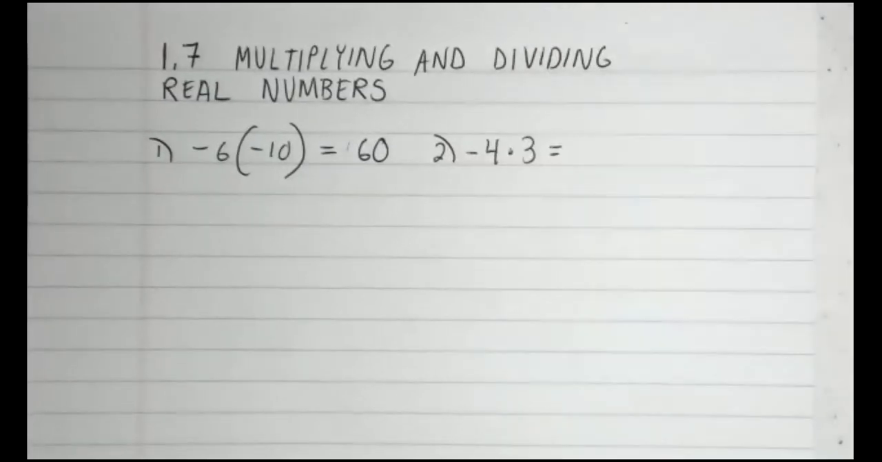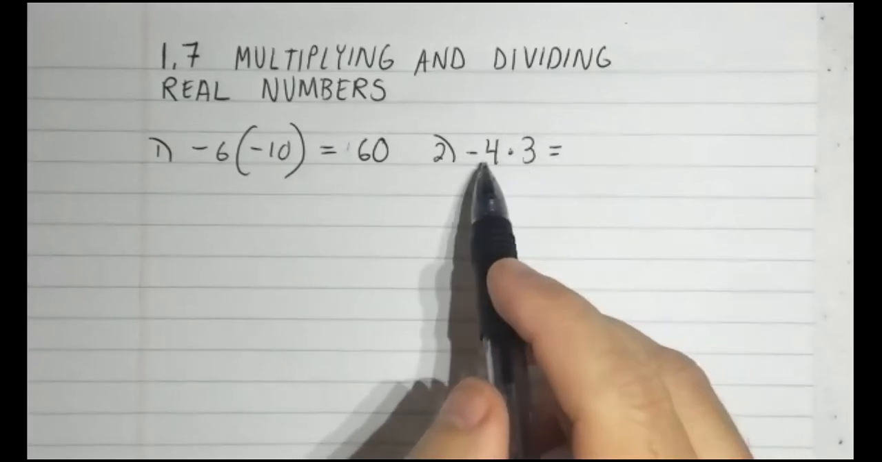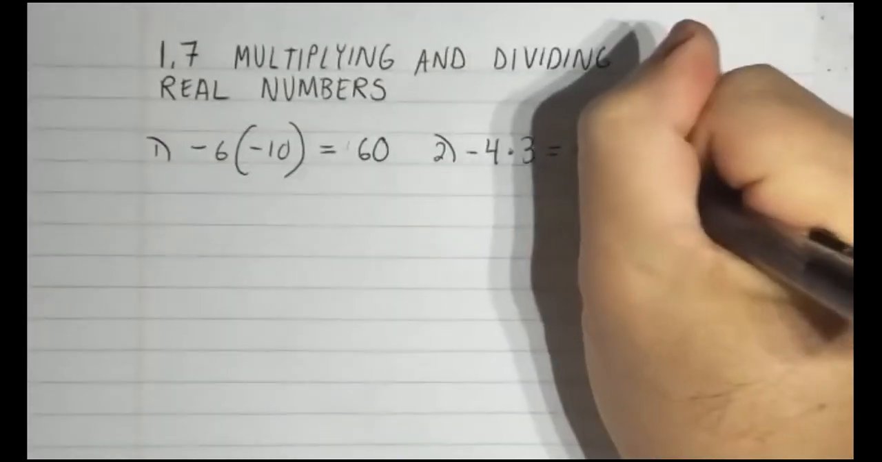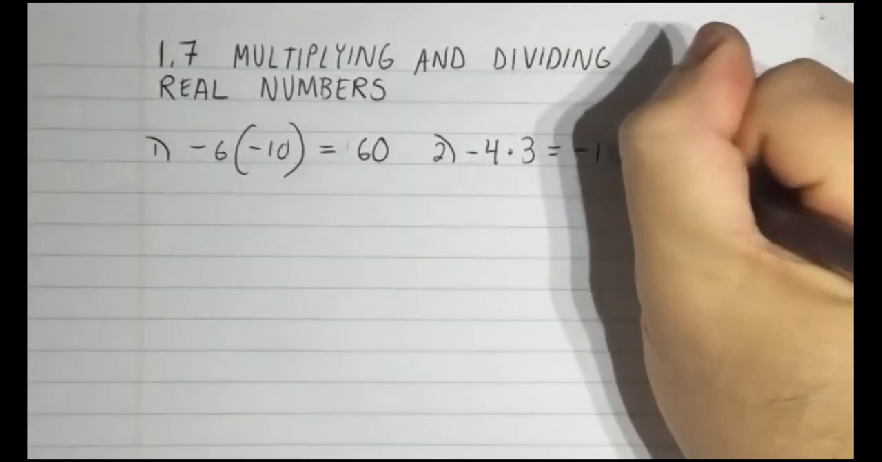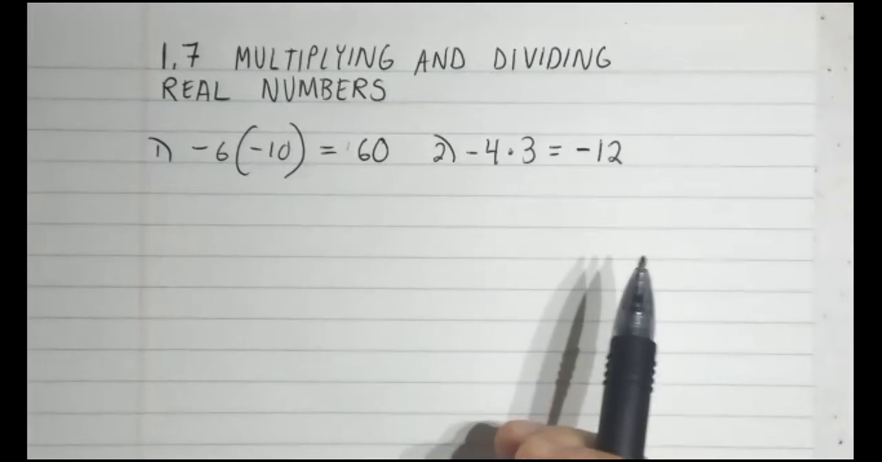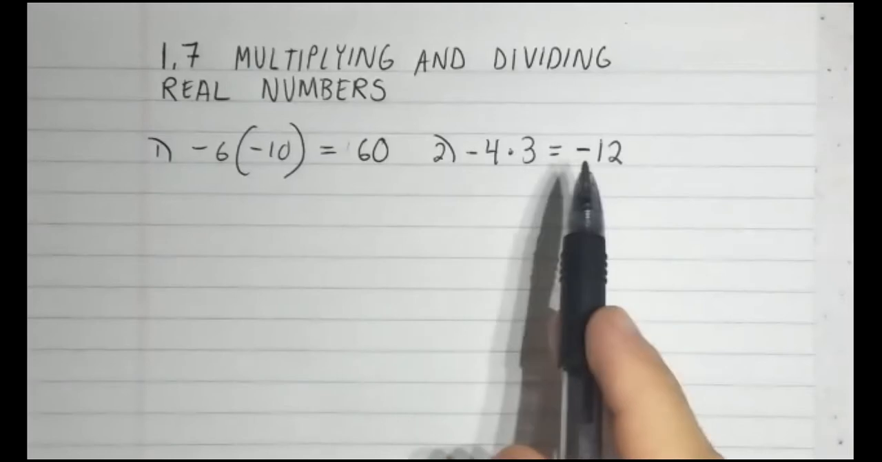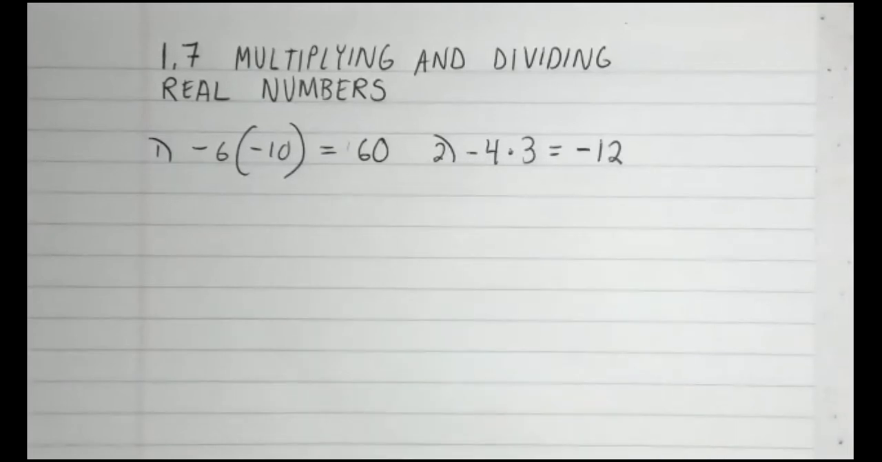Another example, -4 times 3. Again, we have a negative value and a positive. Anytime the signs are different, we know our answer is going to be a negative. And then 4 times 3 gives me 12. I like to figure out what my sign is going to be first, and then just multiply. Once I figure out it's a negative, I'm just focusing on the numbers at that point.